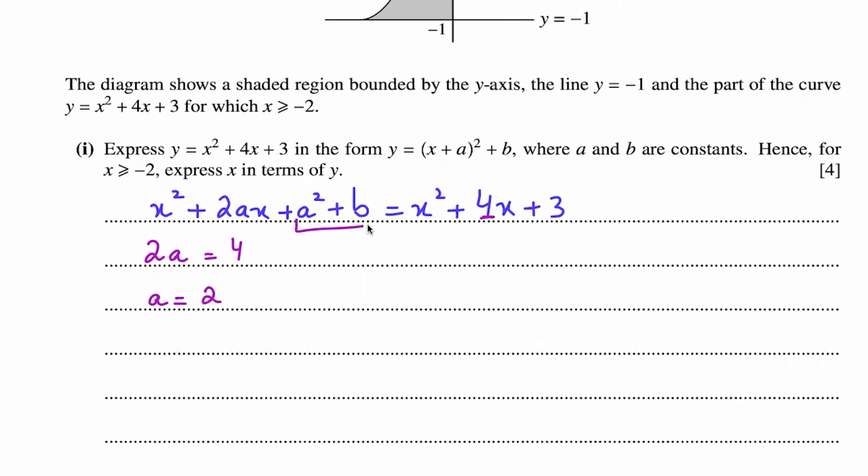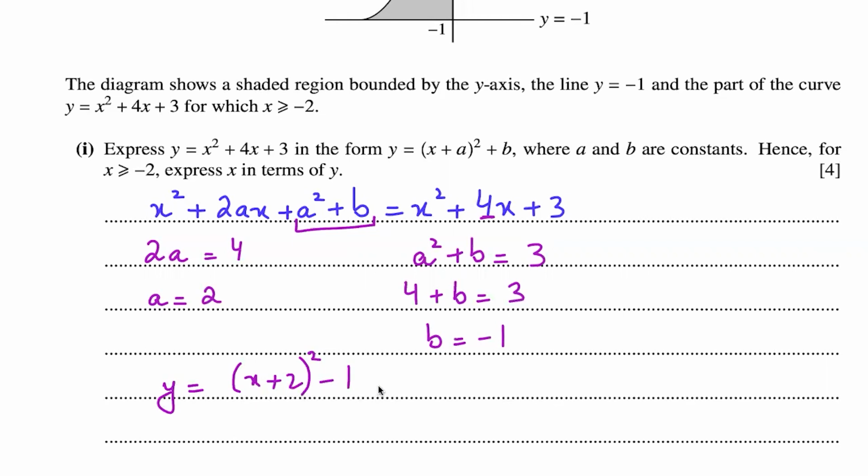The constant term on the left hand side is a squared plus b, and the constant term on the right hand side is 3. As the value of a is 2, so 2 squared would become 4. So b is equal to minus 1. So y equals (x plus 2) whole squared minus 1.